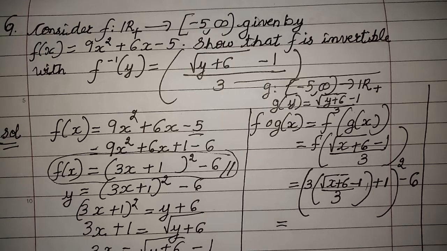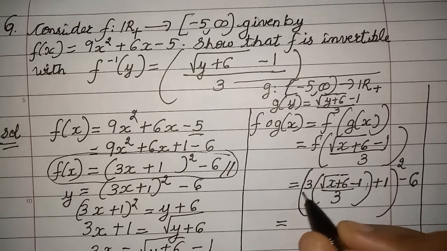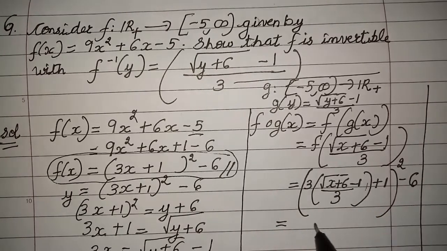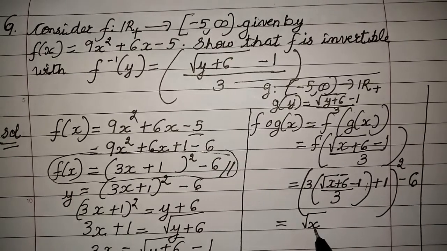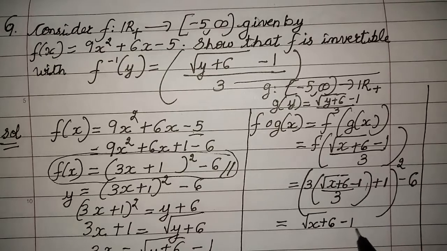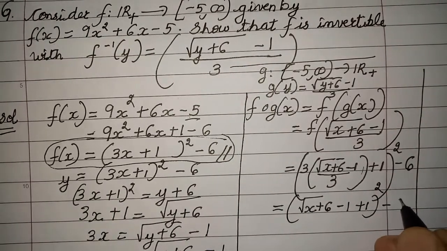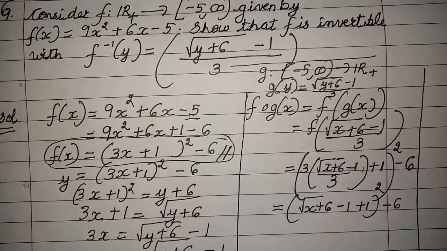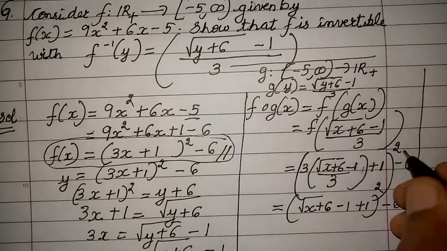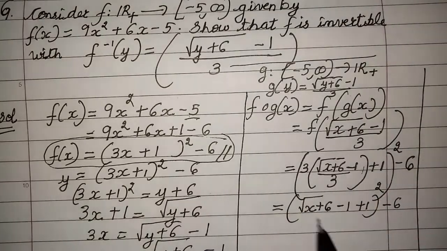Now I am going to simplify the terms in the bracket. You can see that this 3 and this 3 can be cancelled, right? This 3 and this 3 will get cancelled. So this will turn out to x plus 6 minus 1 plus 1 the whole square minus 6, because the 3 and 3 get cancelled here. The square is outside; it has nothing to do with this 3, right? The square is outside the bracket. So this 3 will get cancelled.